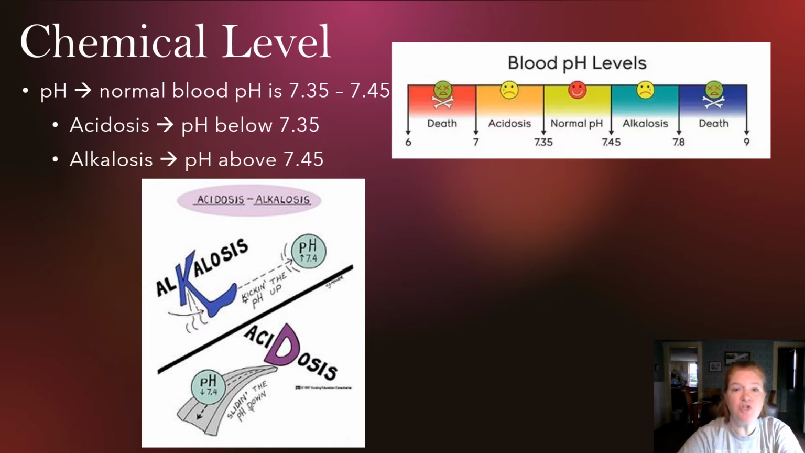And then pH. So normal blood pH is a pretty narrow range from 7.35 to 7.45. And if your blood is too acidic, you have a condition called acidosis. That means your pH of your blood is below 7.35. If you have alkalosis, the pH of your blood is above 7.45. And within a very narrow range, you're going to start to experience symptoms and get too far from that range, and it can result in death.